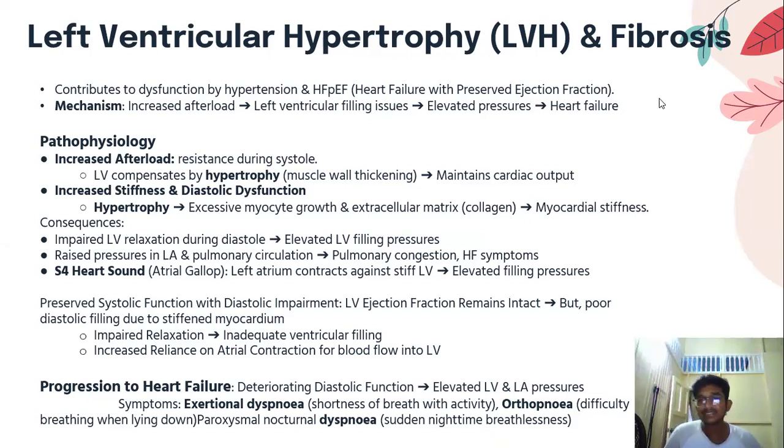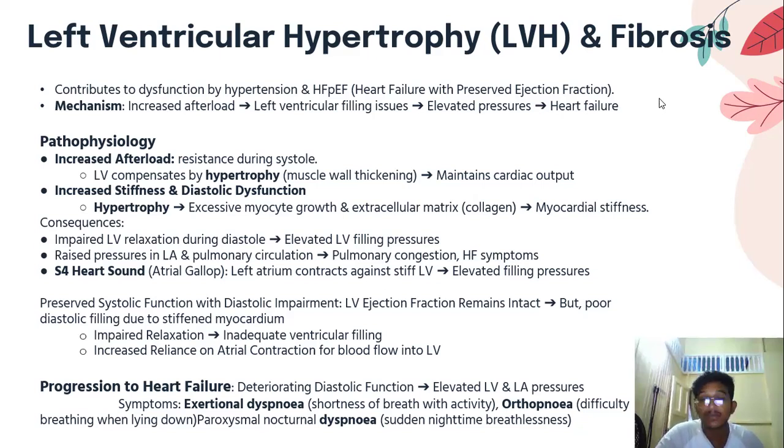Next is increased stiffness and diastolic dysfunction. Hypertrophy alters the structural and functional properties of the myocardium. The excessive growth of myocytes and deposition of extracellular matrix components, particularly collagen, increase myocardial stiffness. The stiffened left ventricle cannot relax effectively during diastole, leading to elevated left ventricular filling pressure. As the ventricle struggles to accommodate the incoming blood, pressures in the left atrium and pulmonary circulation rise, which can result in pulmonary congestion and symptoms of heart failure.